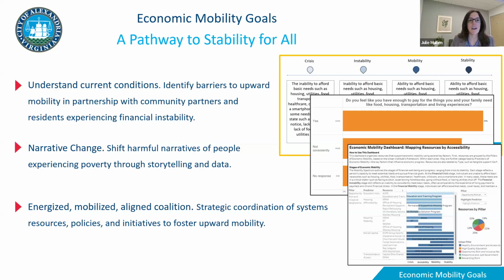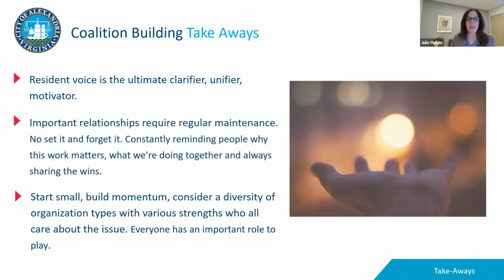So lastly, next slide, please. Just to talk through some of our takeaways. The first one is that resident voice really is sort of an ultimate clarifier, unifier, and motivator for us. As I mentioned, we were sort of lost in the woods, really trying to figure out what is the strength of our coalition, what is the strength of us coming together. And I think over and over, what got us out of the woods and refocused and motivated is looking at client voice. What are clients, what are residents saying, and what is the resident experience?